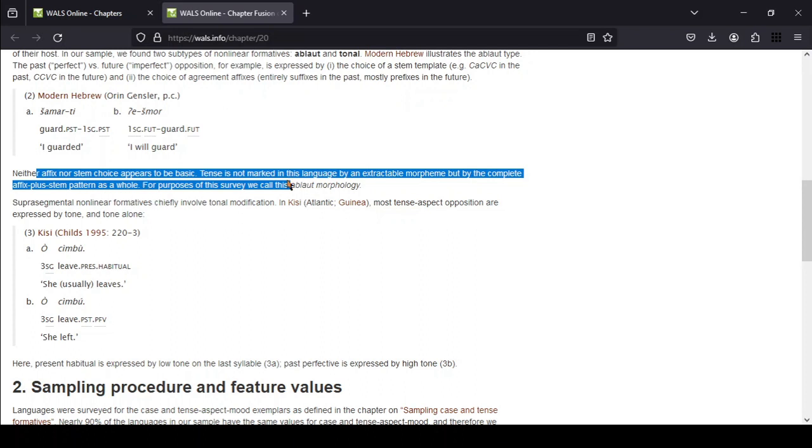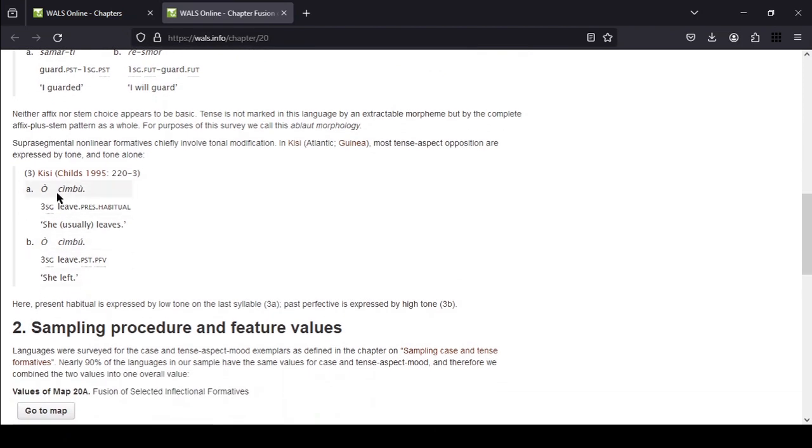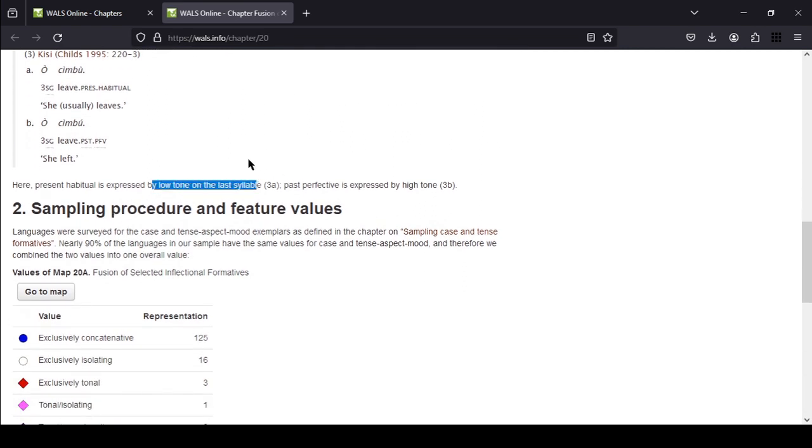Suprasegmental nonlinear formatives chiefly involve tonal modification. In Kisi, most tense aspect oppositions use... opposition as a plural? I've never seen that before, that's cool. Most tense aspect oppositions are expressed by tone and tone alone. So the only difference between these two words is tone, and it expresses the tense aspect, perfective and habitual. Present habitual is expressed by a low tone, and past perfective is expressed by a high tone.